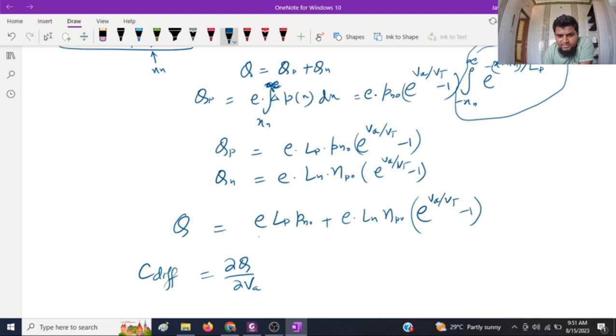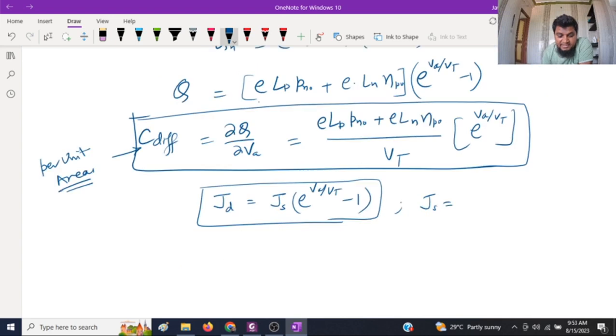And if you know the expression for the diode current, JD is equal to Js e to the power Va upon Vt minus 1. That is the diode current. Js is the reverse saturation current density, equal to e Dp Pn naught divided by Lp plus e Dn Np naught divided by Ln. So this was your reverse saturation current density, and this is the diffusion capacitance density. Can you find any relation between them?